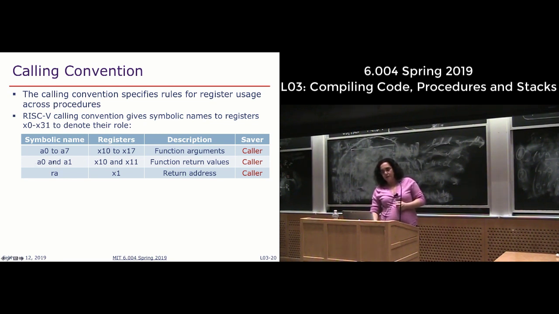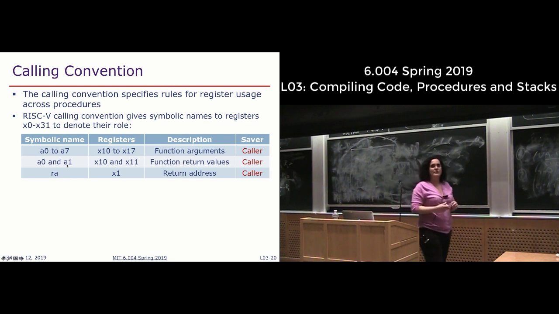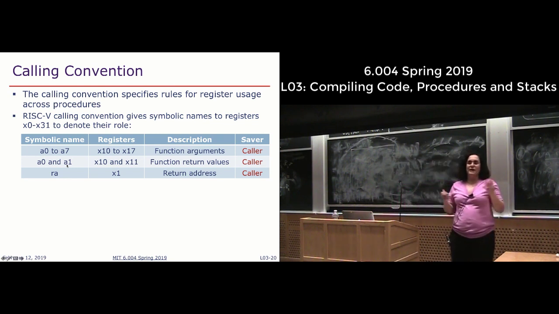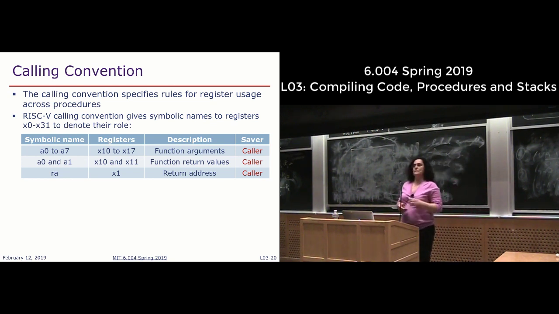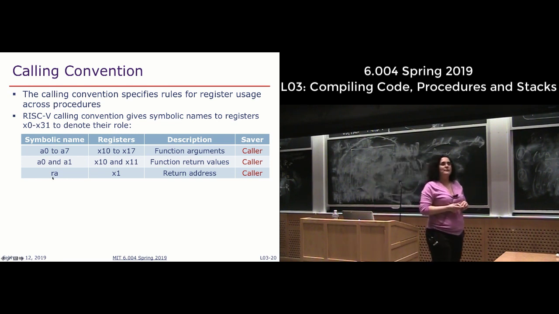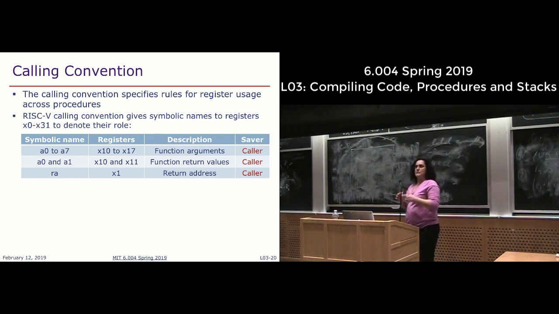Similarly, my return values, by convention, generally we just have one return value, so it's going to go into A0. If I happen to have two return values, I'm going to use A0 and A1. And then we also have this special register RA, which stands for return address, which is where we're going to store the return address for whoever called our procedure.